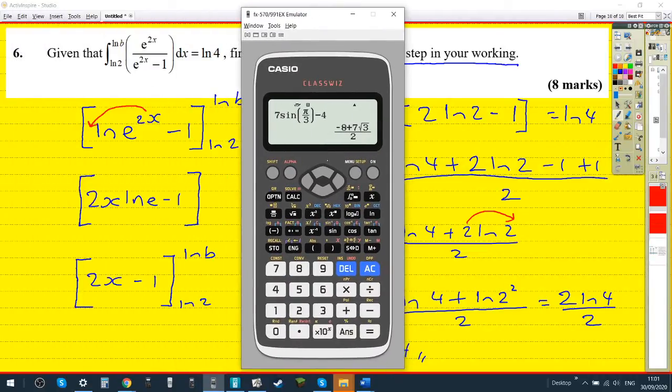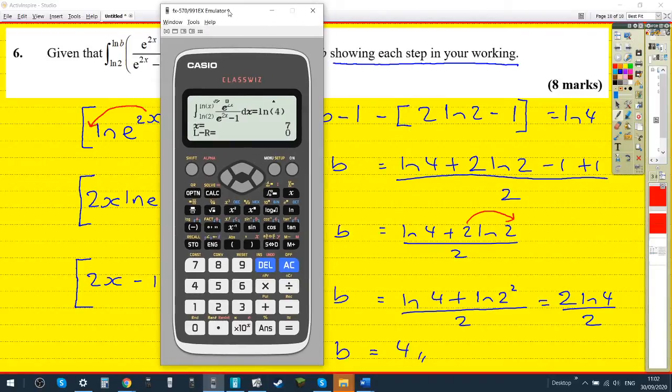Keeping in mind, right from the very beginning, the integral of e to the 2x over e to the 2x minus 1. Down here is ln 2. Up here is ln, we'll call it x, because I only have x as the unknown on this one. That whole thing is equal to ln 4. Shift solve. And it gives us x equals 7.